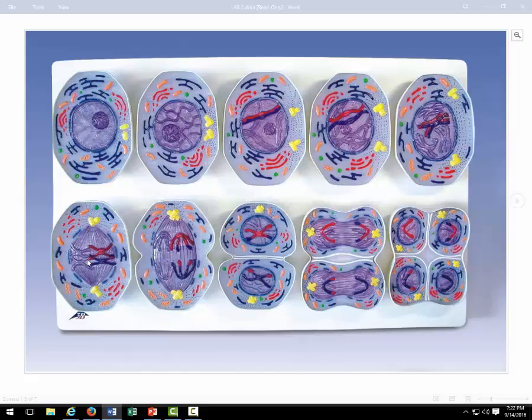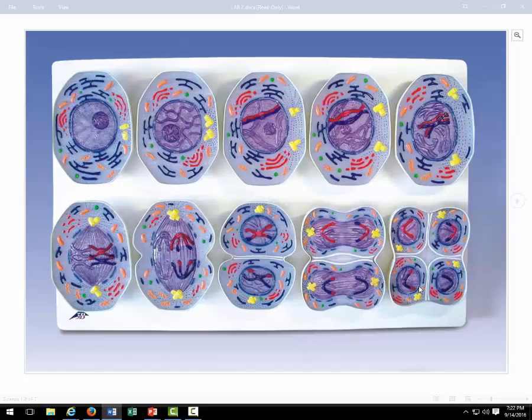So this is prophase 1. This would be what comes after. They're lined up in the middle: metaphase 1. Anaphase 1, they're being pulled apart. Telophase 1. Then this would be anaphase 2. They skipped over prophase 2 and metaphase 2 and went right to anaphase 2. And then this would be the end, telophase 2.